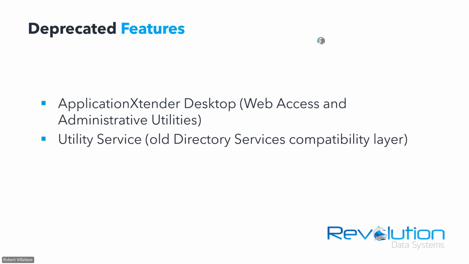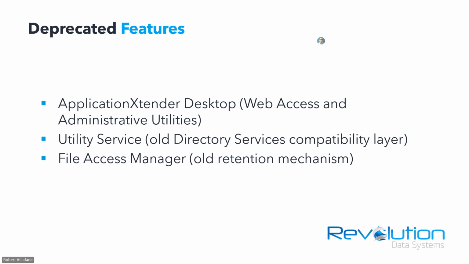Next would be utility service, which was the old way to interact with directory services such as Active Directory and acted as a compatibility layer. Now, there's no need for this as the service account, if configured to do so and not restricted in the directory service, can interface with it directly. And the third deprecated feature is File Access Manager. Similar to utility services, it is an older document retention mechanism. Now, if licensed, retention is integrated more closely and can now be accessed directly from Web Access.